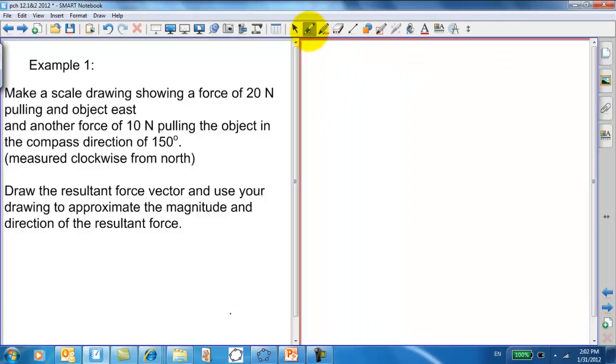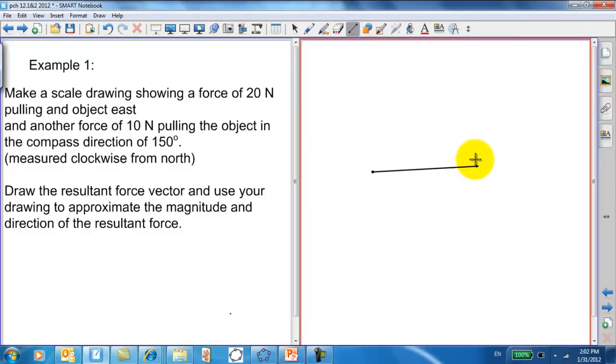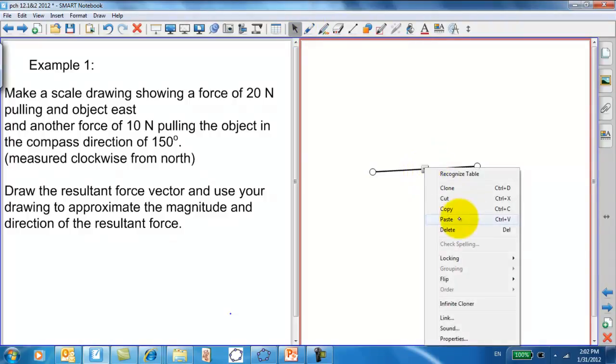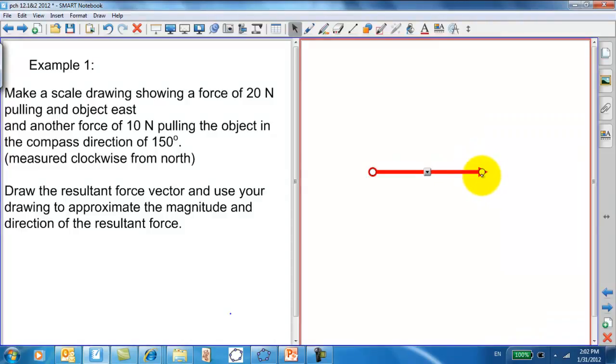20 newtons east. So here's our first vector. Oopsie. And I'm just going to make that a little bigger. Let's make it a little thicker. And let's make it red. There's our first vector, 20 newtons east. And then we've got another vector pulling the same object in a direction that's 150 degrees off of true north. So if this direction is east here, this is north up this way, and we rotate 150 degrees from north.